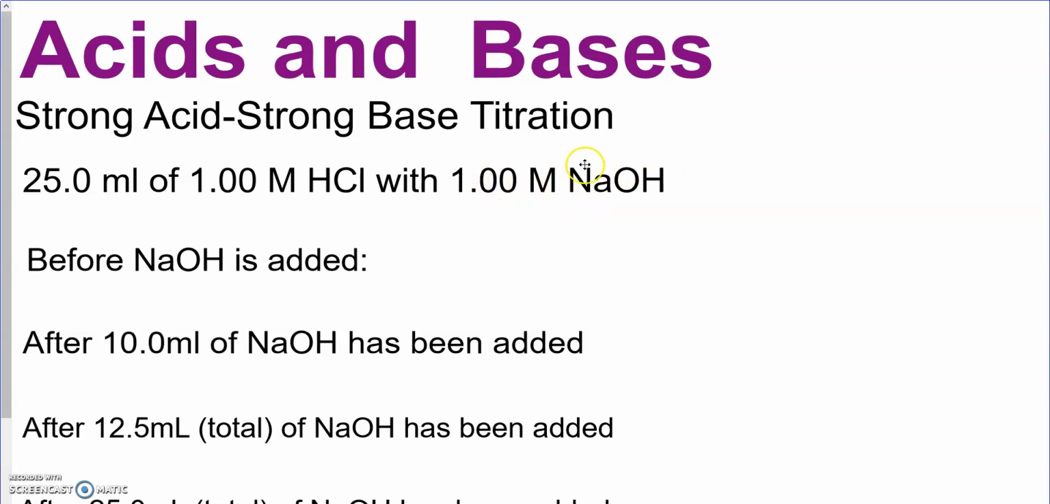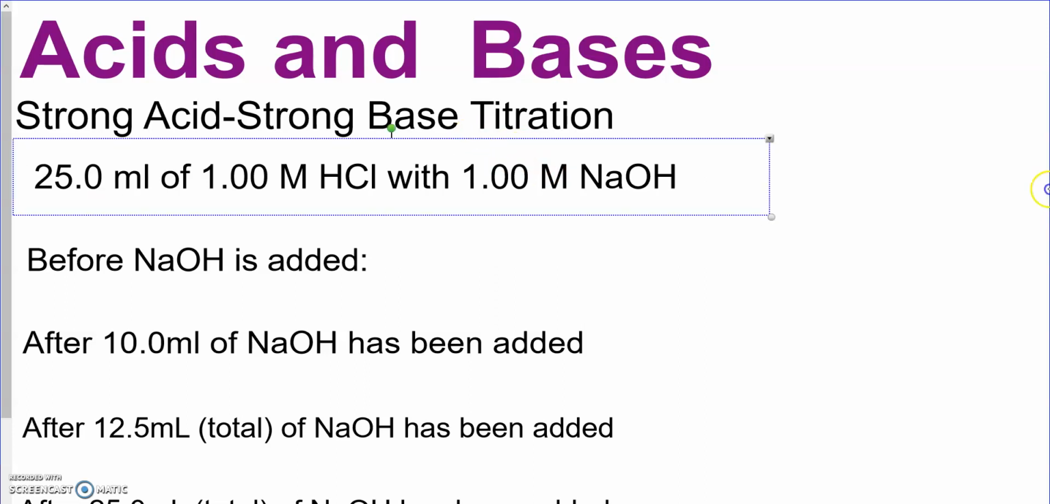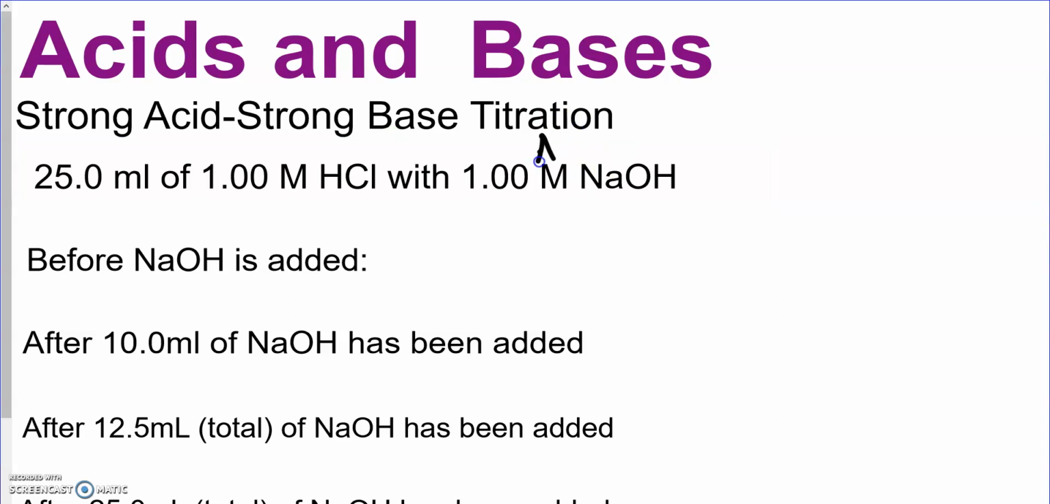Notice we don't have a value of the sodium hydroxide or a volume of the sodium hydroxide, because we are adding this guy to our acid. So this is going to vary. This guy is not. This is the guy that was in our flask underneath our burette, and so this value is constant. This value is ever changing.